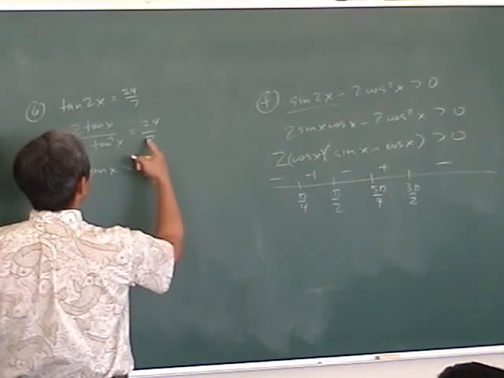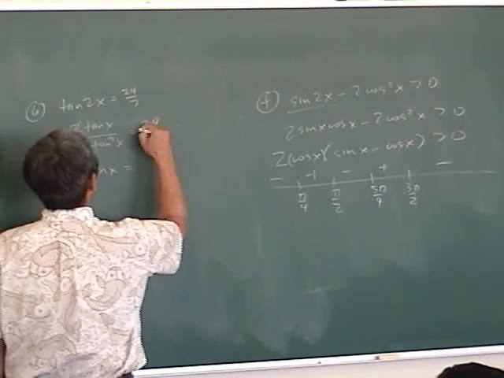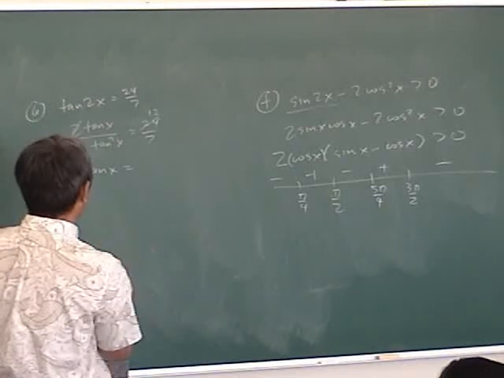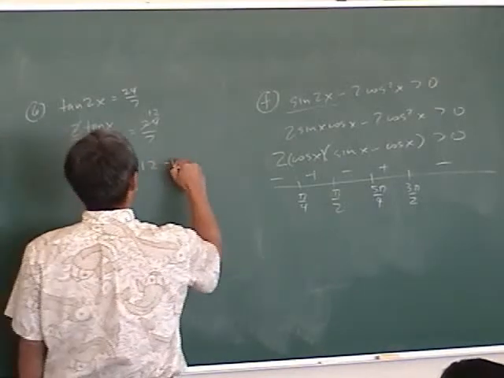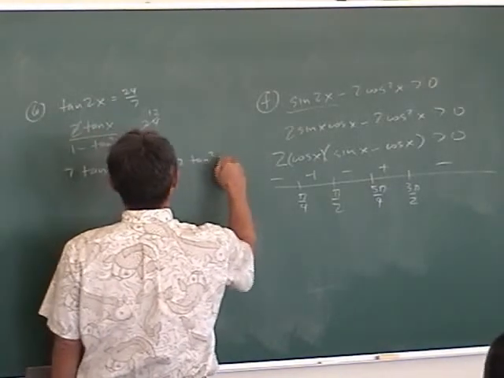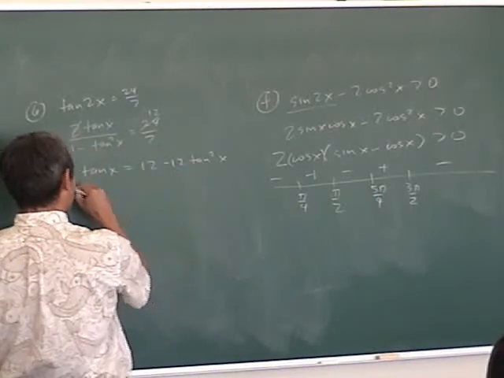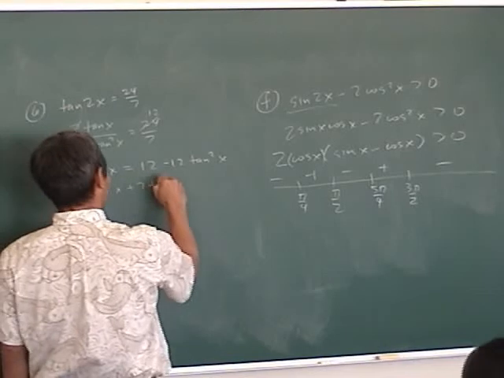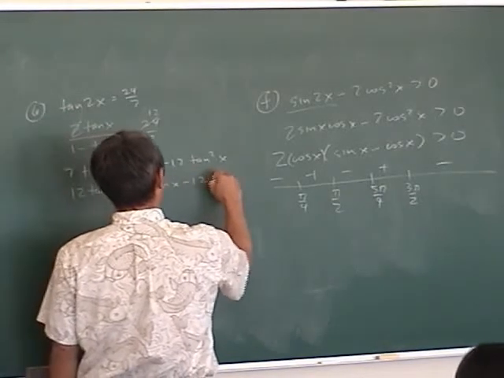Actually, you know what we should have done? Divide both sides by 2 to make the number smaller. But a lot of you not going to even see that. So 2 all minus 12 tangent squared x. Hey, it's quadratic. Make one side 0 then. 12 tangent squared x plus 7 tangent x minus 12 equals 0.